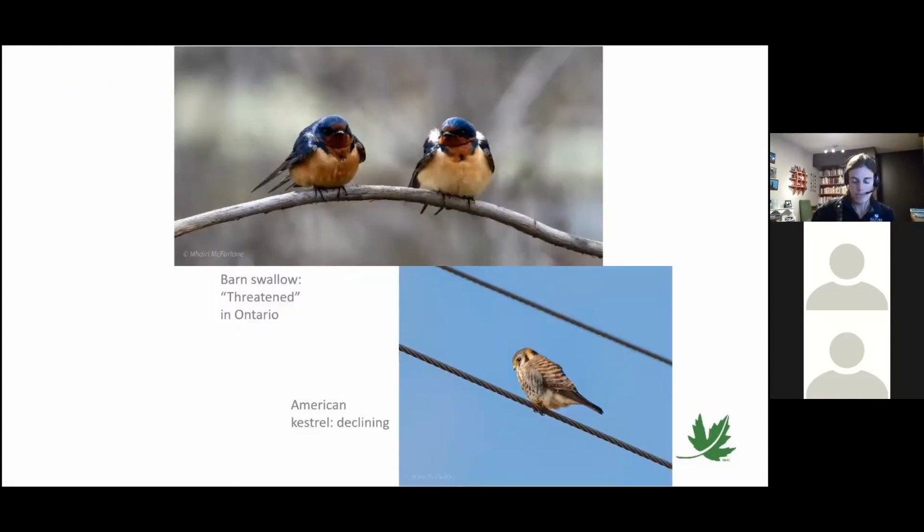And I mentioned birds. These are a couple of examples of species that are almost like household names of birds that even if you're not really a keen birder, you've probably heard of. You've probably heard of swallows, you've probably heard of kestrels. Both of these are declining pretty precipitously in Ontario and beyond, to the extent that barn swallows are actually listed as threatened in Ontario. And that's pretty heartbreaking and pretty sudden, pretty precipitous.